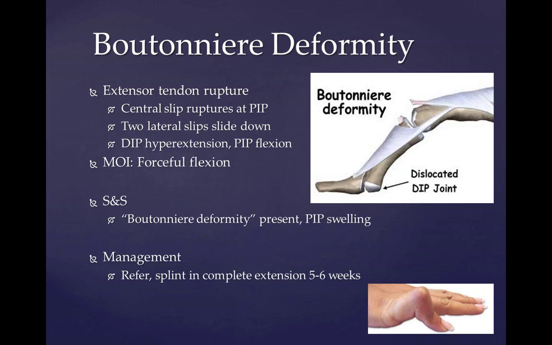Symptoms include pain and swelling on the top of the middle finger joint, or the PIP joint, inability to straighten the finger at the middle joint, signs of injury such as fracture or dislocation to the proximal interphalangeal joint, or signs of injury such as fracture or dislocation to the metacarpal phalangeal joint if the thumb is involved. Treatment for a boutonniere deformity should include splinting the finger in complete extension and immediate referral to a hand specialist.